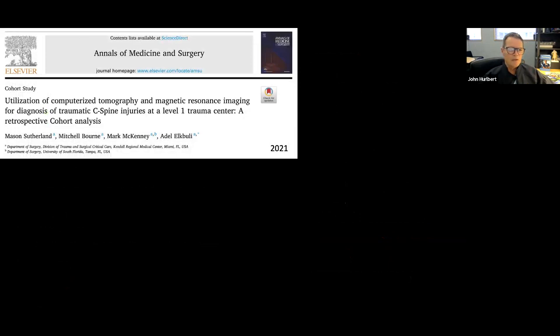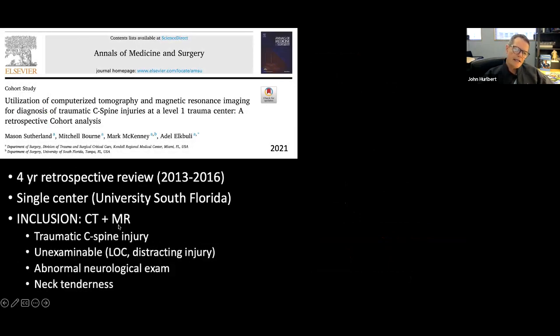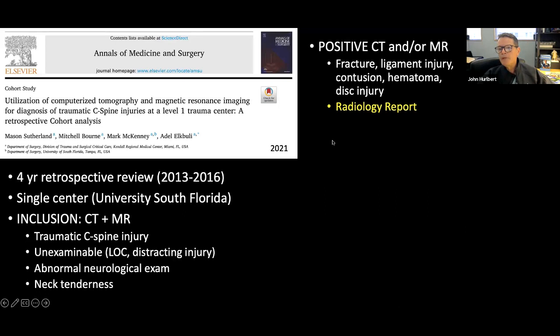It's published in 2021 by Sutherland. It had a lot of numbers. 4-year retrospective review, 2013 to 2016 at the University of South Florida. Again, CT as well as MRI used in their imaging. Traumatic C-spine injury. Patients were unexaminable due to loss of consciousness or distracting injury, and had an abnormal neurological exam or even just neck tenderness. The inclusion criteria were a positive CT and or MRI exclusively, could be one or the other: fracture, ligamentous injury, contusion, hematoma, disc injury. So all kind of comers based on radiology report.